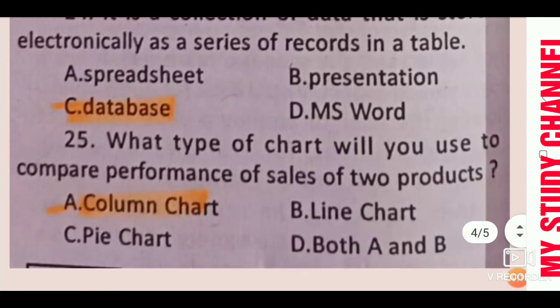Next question is what type of chart will you use to compare performance of sales of two products? Here answer is option A, that is column chart. We will use column chart to compare performance of sales of two products. So option A is the right answer.